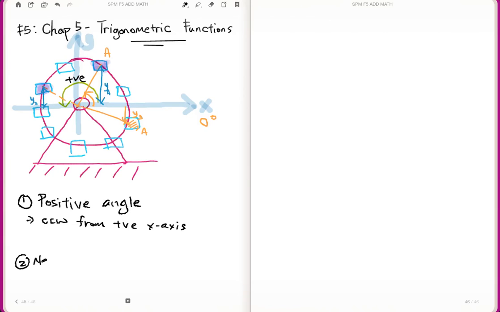Negative angle, because if you have positive, you will expect to have a negative angle. So a negative angle is measured clockwise. If you rotate in this direction, this will be the negative angle, clockwise from the positive x-axis. It's always measured from the positive x-axis. This is where the 0 is located.